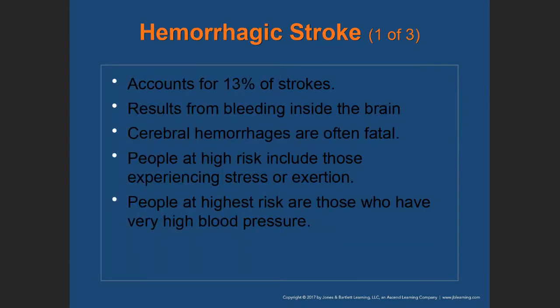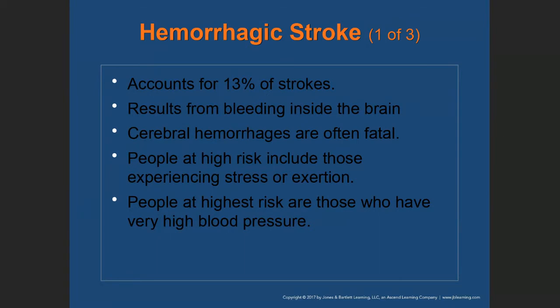Now, hemorrhagic stroke accounts for 13% of strokes. It results from bleeding inside the brain. Cerebral hemorrhages are often fatal. So it's not common, but it's very deadly. People at high risk include those experiencing stress or exertion. People at the highest risk are those who have very high blood pressure that is not being controlled.